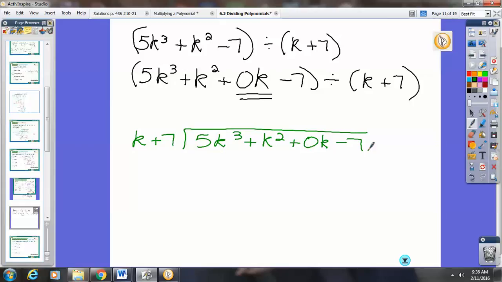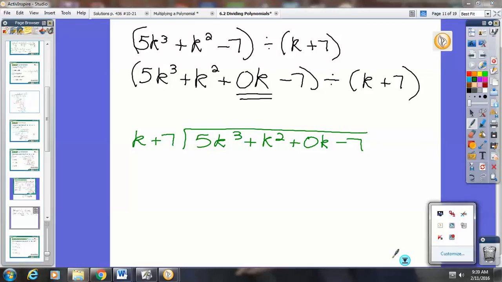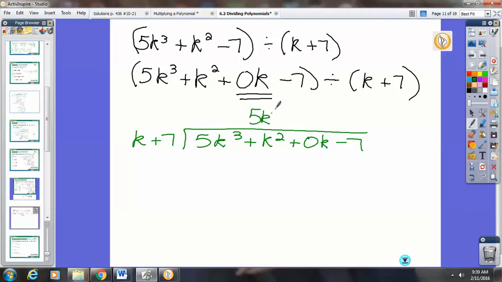I'm going to let you guys start it and see if you can do it. We're going to go through it together in just a second, but I know some of you like to think about some of this on your own. Try it and we'll talk about it. Okay, so 5k cubed divided by k is 5k squared. Now it's a k squared, so write it above your like term. These guys are like terms. They're both k squareds. Write them above your like terms. It will help you to stay organized.